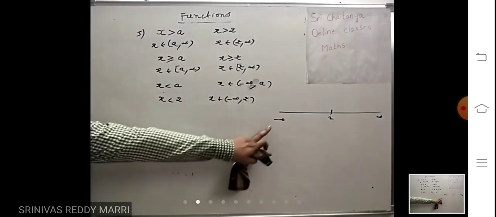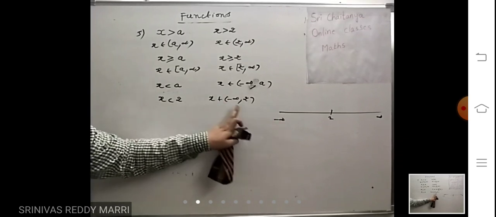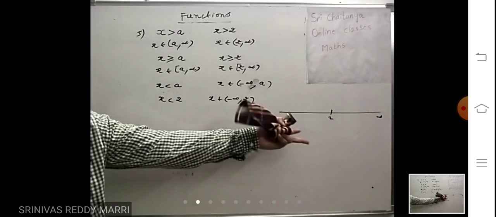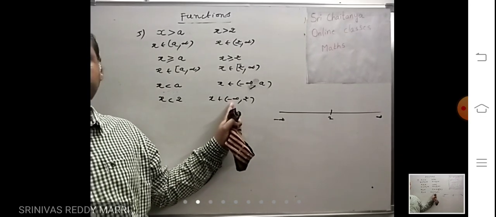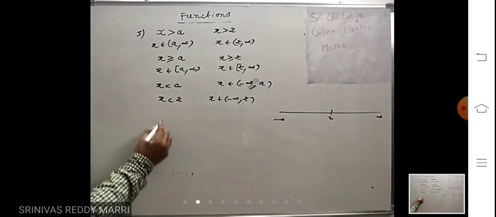Minus infinity is unknown to you. That's why I have included it in the open interval. Minus infinity is the least value of the real numbers. You don't know how small the least value is. That's why minus infinity means an unknown least value. That means minus infinity to 2.